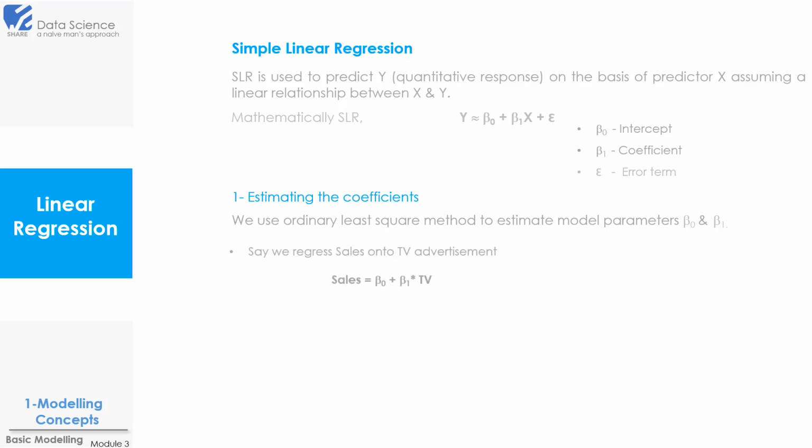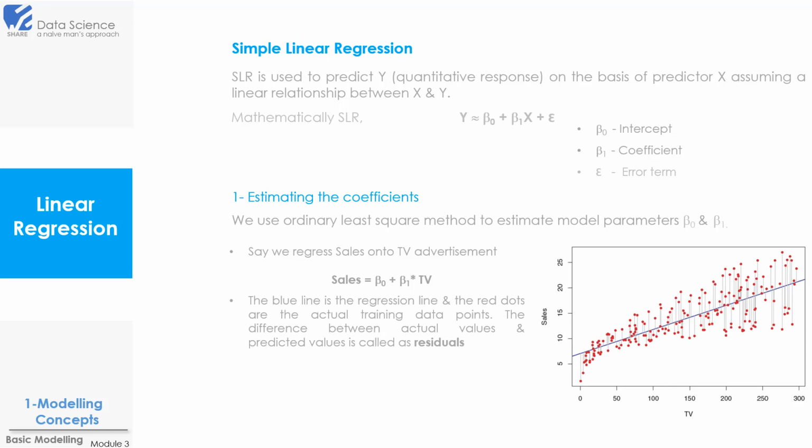So let's say we are regressing sales onto cost incurred on TV ads. We will write sales equals beta naught plus beta 1 into TV, which is basically the cost incurred on TV ads. Now if you see in the graph shown here on the right hand side, we have our blue line, which is the regression line that has our predicted values, and the red dots, that is the actual data points.